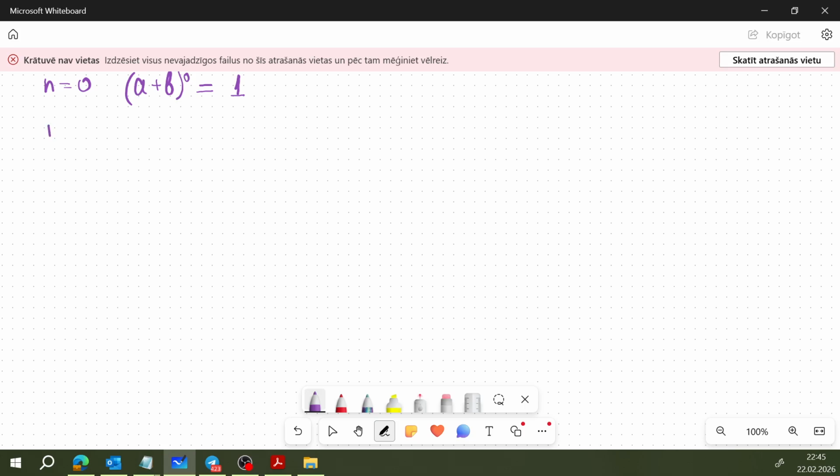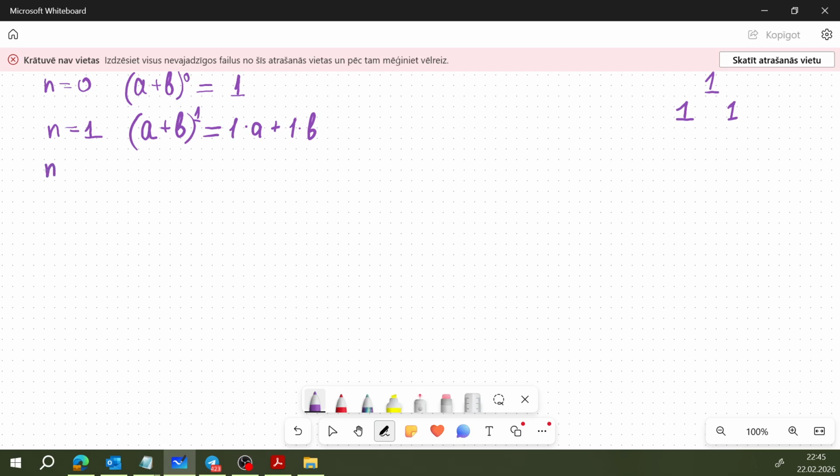Next, we can have n equals 1. Then we will have a plus b to the power of 1, and this will be 1 times a plus 1 times b. And you can see that I can write it the following way: here is 1, and here we have 1 and 1. So I hope you understand. These are just the coefficients before the terms.